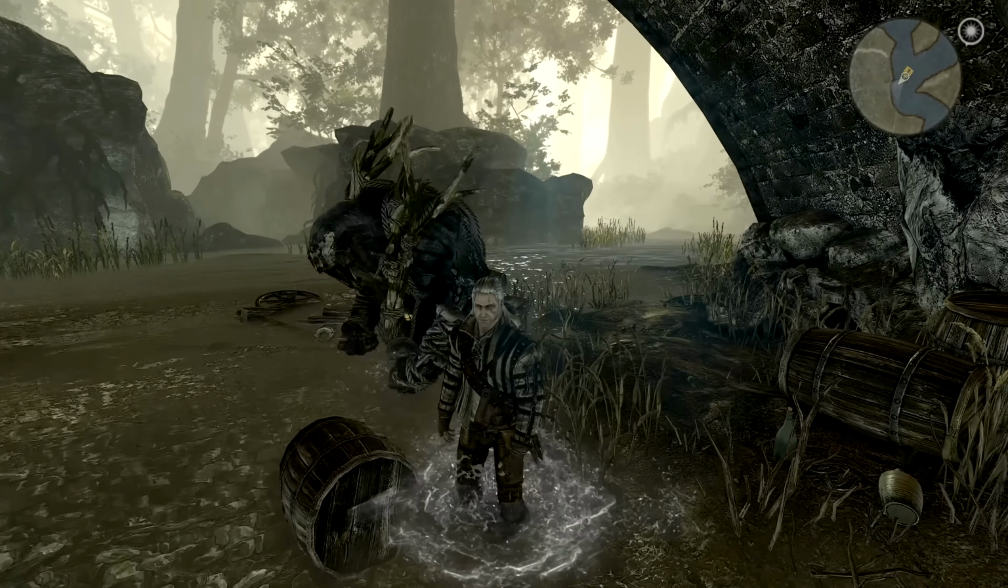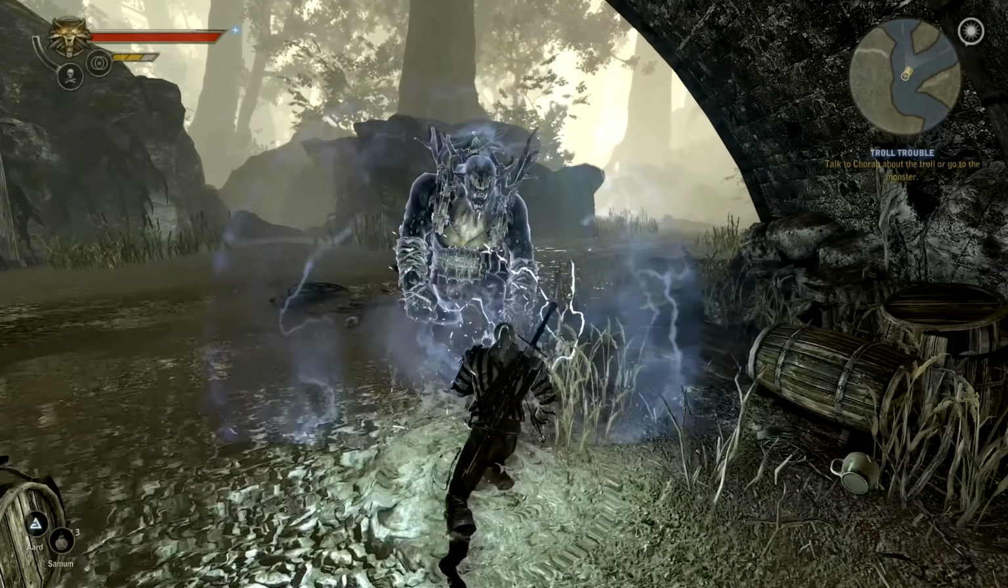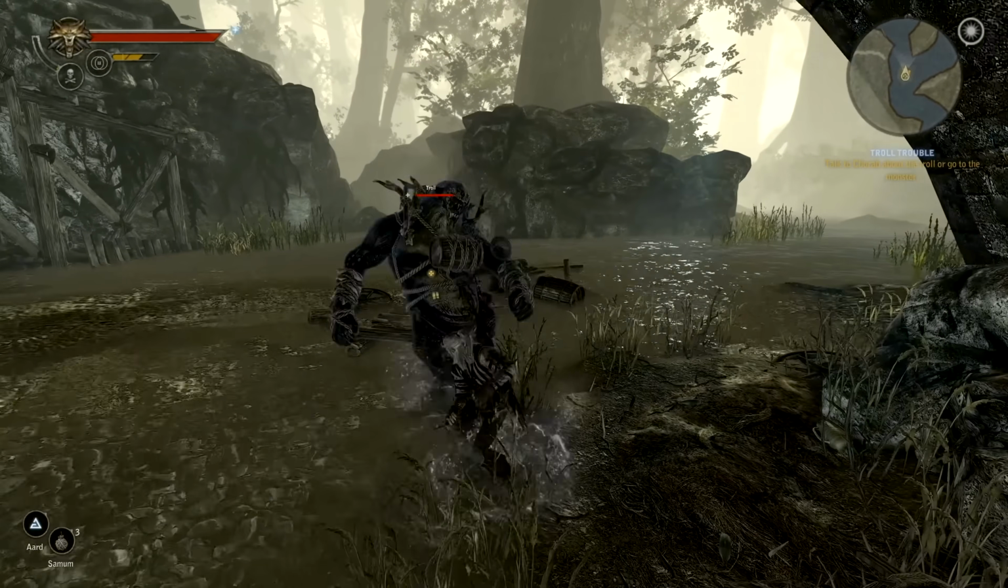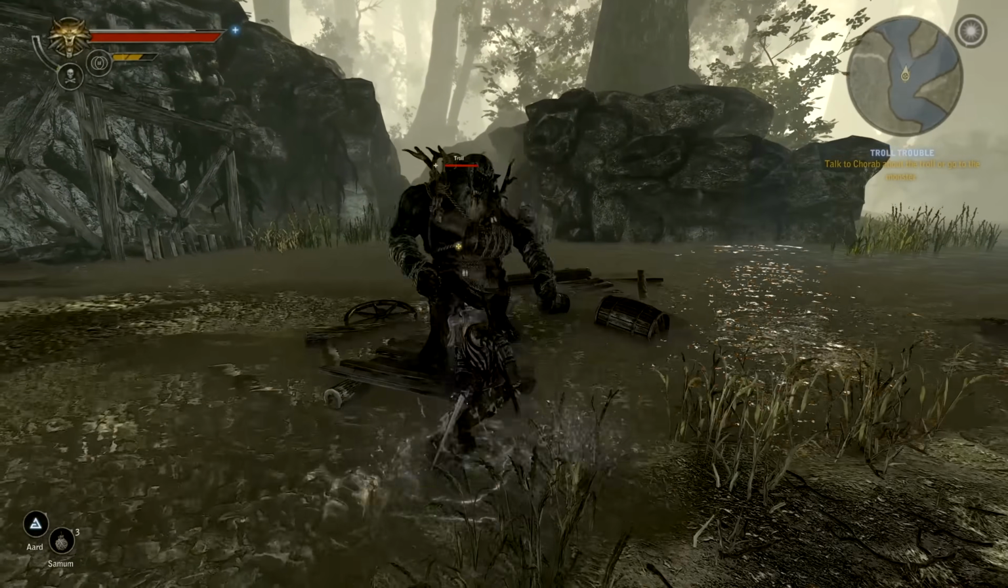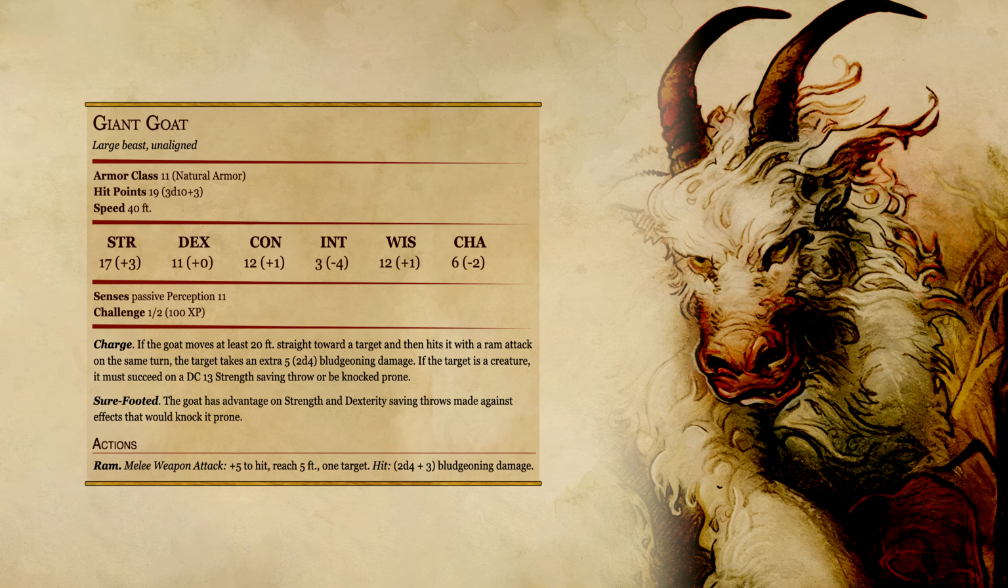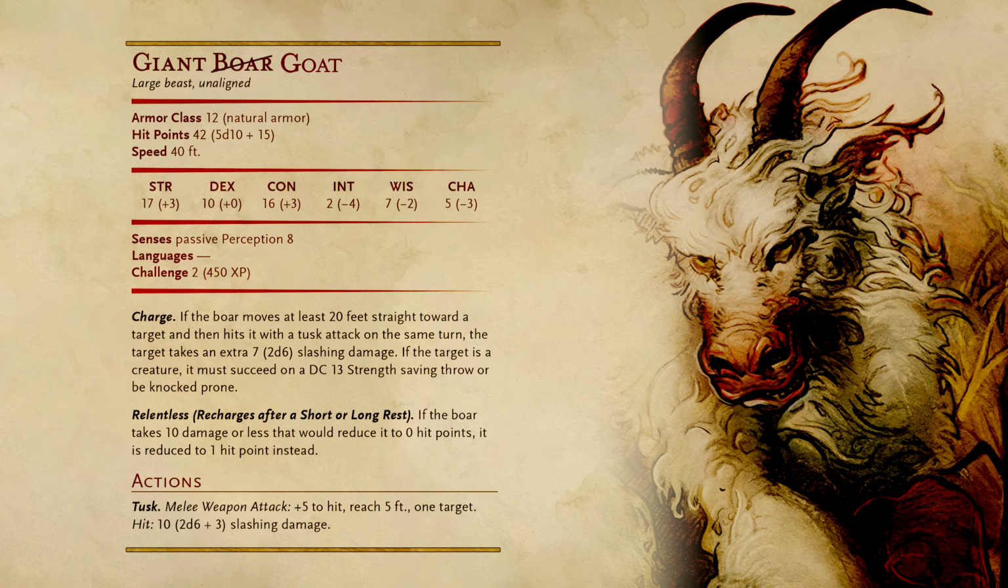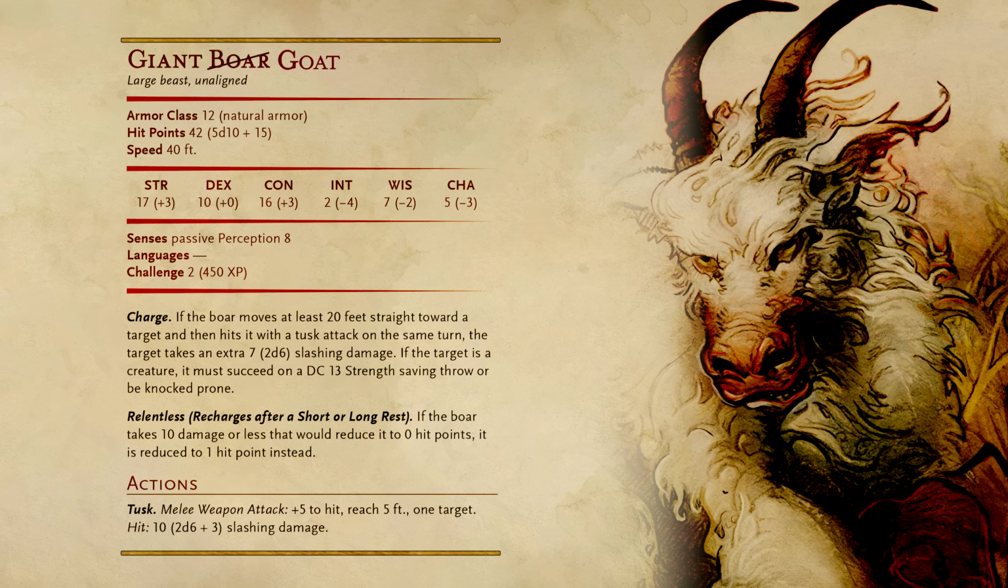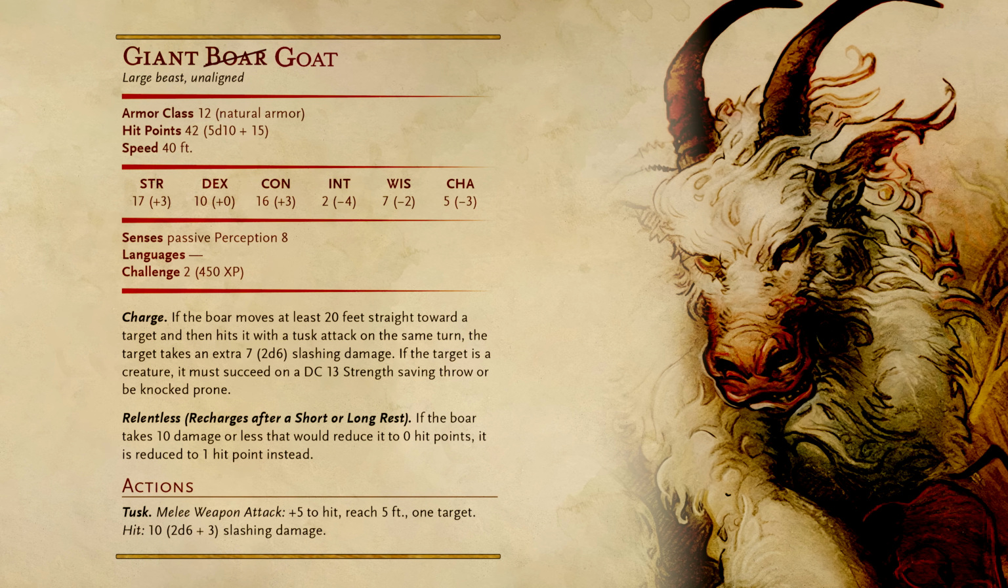The party is hired to deal with the problem, and slaying the troll is the simplest solution for a quick plug-and-play side quest. The troll keeps 3 giant goats as pets, which act as minions in a fight. But I'd actually use the giant boar stat block because it's a little bit hardier, a little bit harder hitting as well.